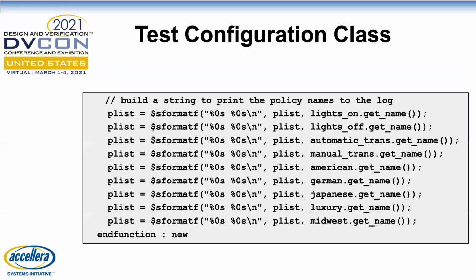At the end of the test config new method, we use our helper string to compose a list of all policies available to our test writers. This list can be printed in every test as a convenient way for the test writer to see what policies are available.